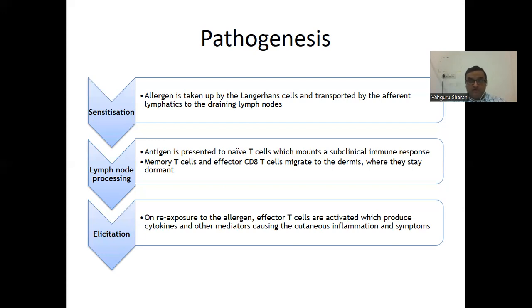What happened? First, the antigen came. It was taken by Langerhans cells, transported by lymphatics to the lymph node, and presented to the naive T cells. Naive T cells produce memory T cells and effector T cells. Effector T cells go to the skin and produce a memory T response. On re-exposure to the antigen, these effector T cells get activated and release cytokines and other inflammatory mediators. This is the classical CD4 T cell immunity mediated chronic allergic contact dermatitis model.